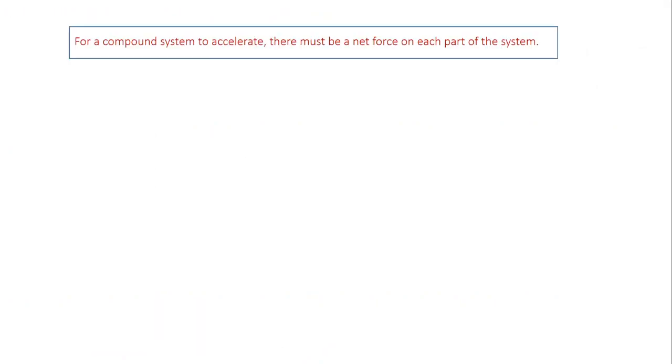Now the takeaway lesson from this entire exercise is that for a compound system to accelerate, there must be a net force on each part of the system. So that's for today. In the next class, we will discuss a couple more examples where we can analyze the motion of the system by carefully applying Newton's laws.